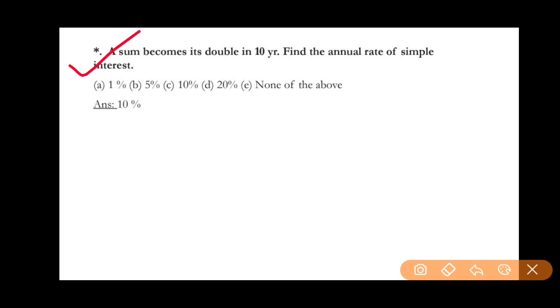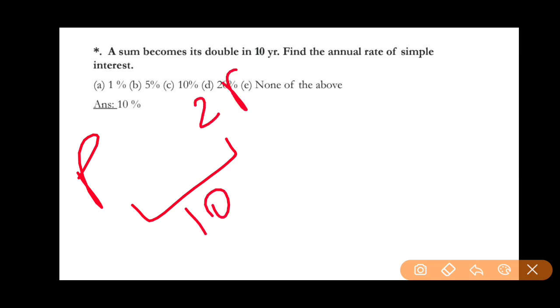A sum becomes double in 10 years. Find the annual rate of simple interest. First of all, let me tell you that a sum would be x, or you can take the sum as P. If I consider the sum as P, then after 10 years it becomes double, so the time period is 10, and it would be 2P, because double means 2P only.